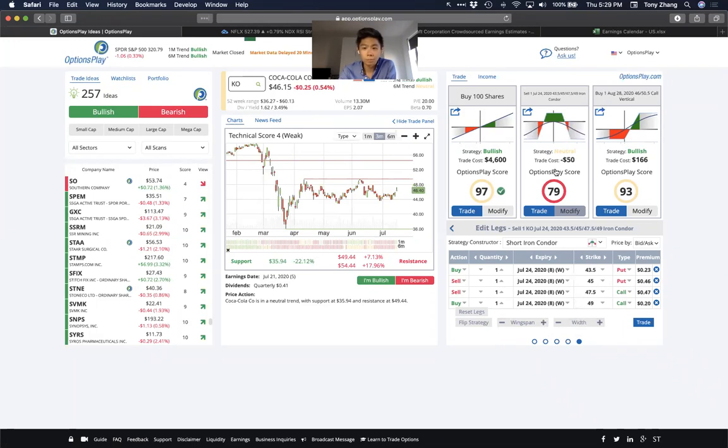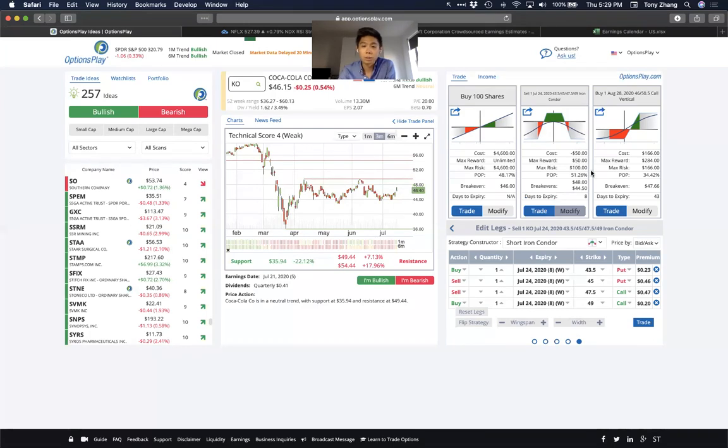Something like this, where if the stock stays within this particular range, I make $50. If it goes outside of the range, I lose $100. Those types of risk rewards to me don't look particularly attractive here. But if you think that it's going to stay between 44 and 48, this might be an iron condor that you might want to trade.